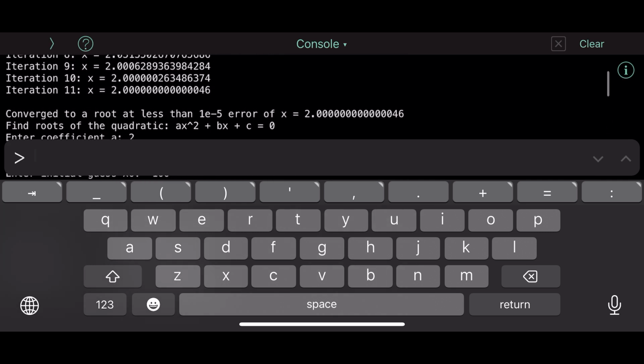And in conclusion, we see that Newton's method is a powerful yet straightforward way to find solutions to polynomials. I hope you enjoy this as much as I did.